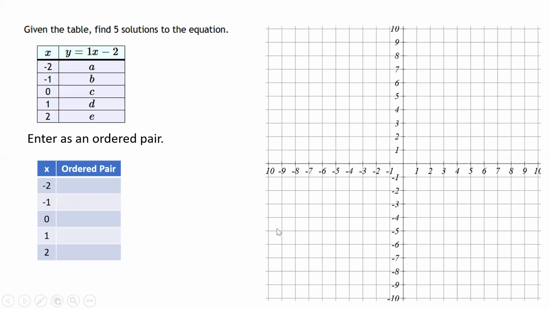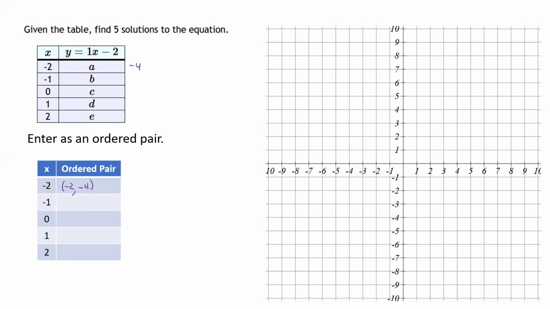All right, so now we're supposed to use this given table here, find the 5 solutions to the equation. So we're going to find A, B, C, D, E. Then we write it as an ordered pair, and then we graph it and try to make a straight line out of 5 points. All right, so we're going to plug in negative 2. Well, negative 2 times 1 is negative 2. Negative 2 minus 2 is negative 4. And so that's what A is equal to. Now, if we write that ordered pair, that would be what it looks like.